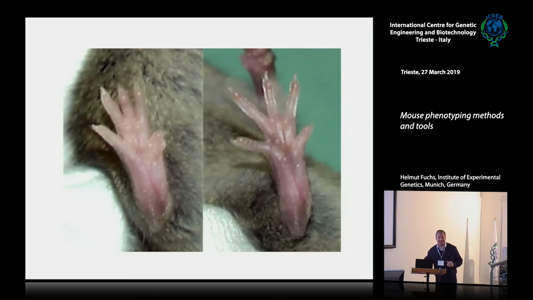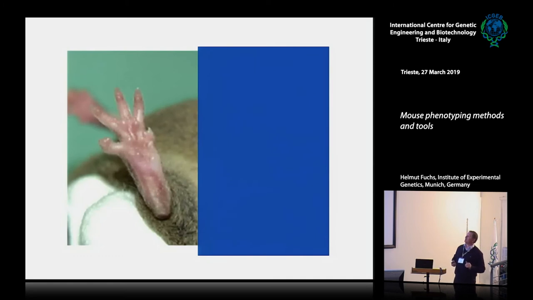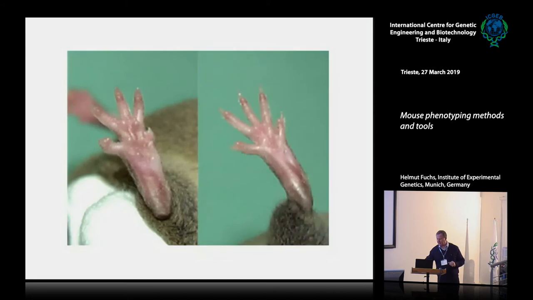Another example? What about this mouse? No. I show you the wild type for comparison. No, so it should be a morphological change. The different positioning might be because somebody had to hold the mice for the photo.